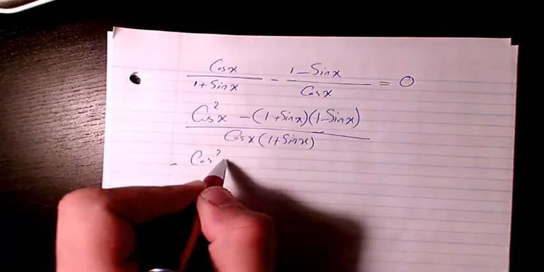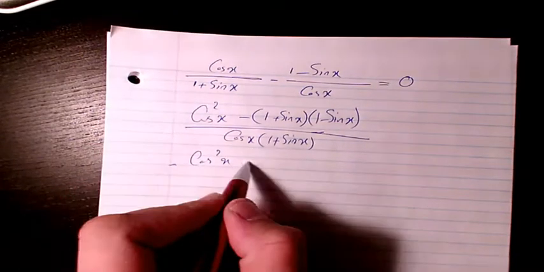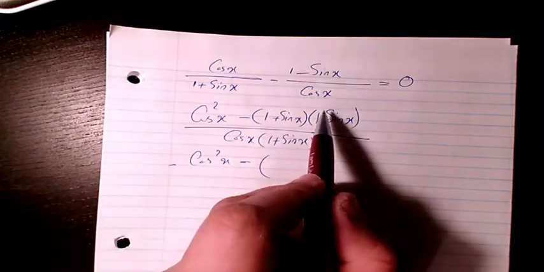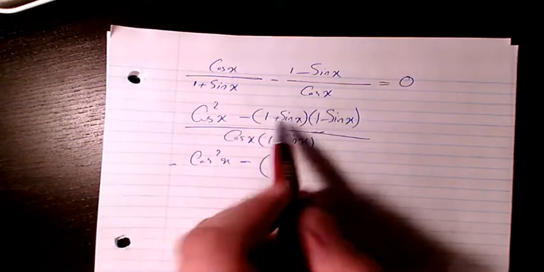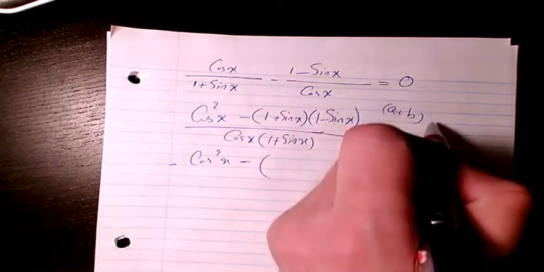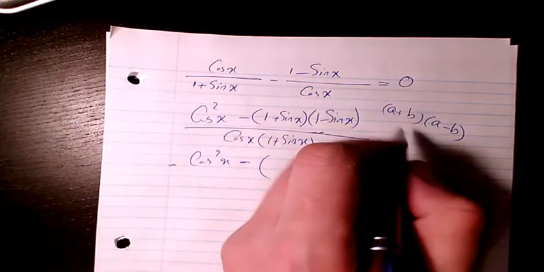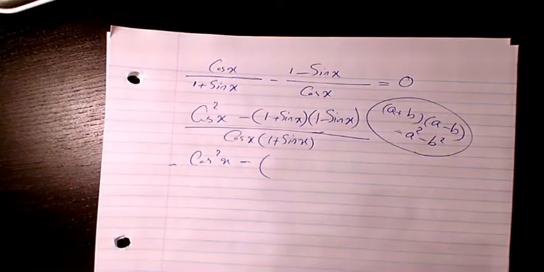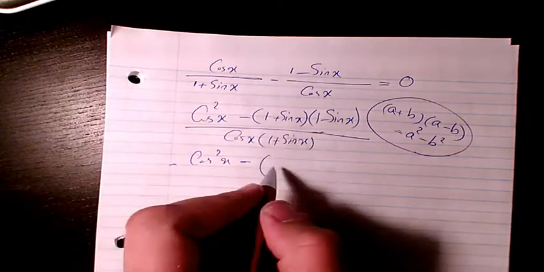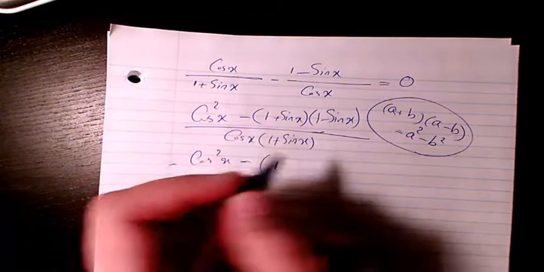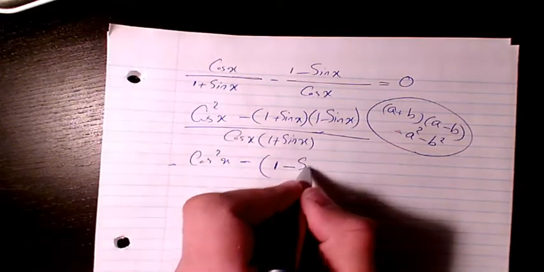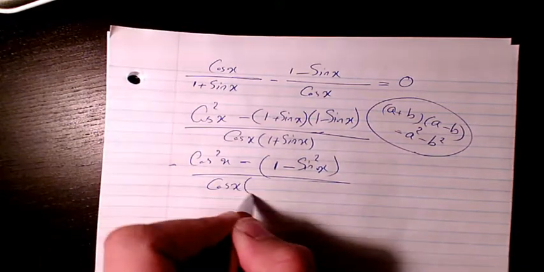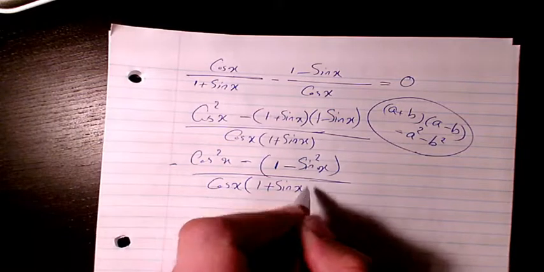Then I can write the same thing, cosine squared minus, here we have the difference of squares. a plus b, we had it before many times, times a minus b is going to be equal to a squared minus b squared. That's the difference of squares. So it's going to be 1 squared, which is the same, 1 minus sine squared x, divided by cosine x times 1 plus sine x.